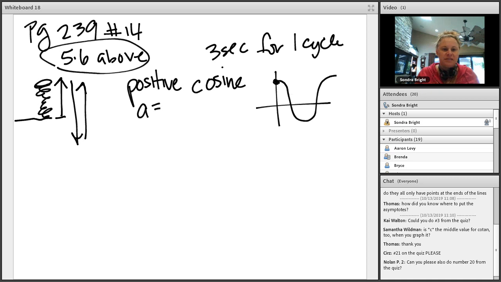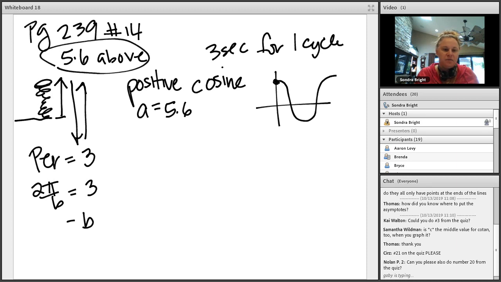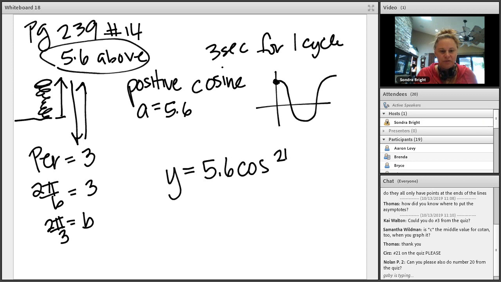Your A value is 5.6. The period is 3 seconds, and that's 2 pi over B is equal to 3. So that means your B would be 2 pi over 3. Y equals 5.6 times cosine of 2 pi over 3 times t.